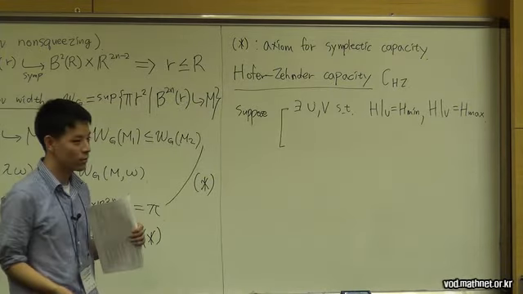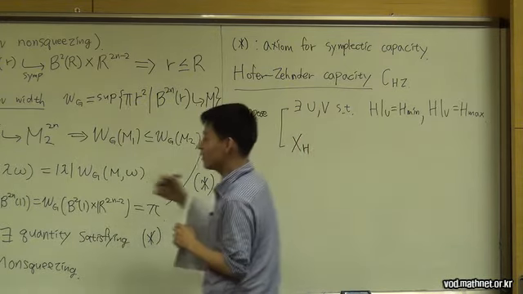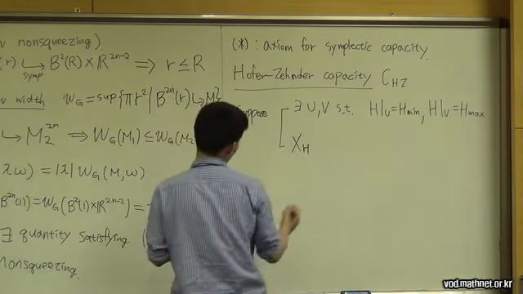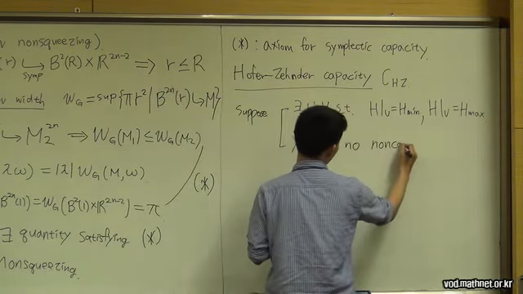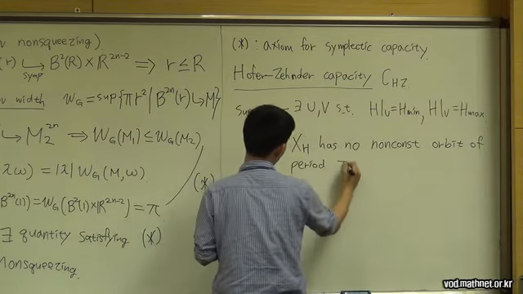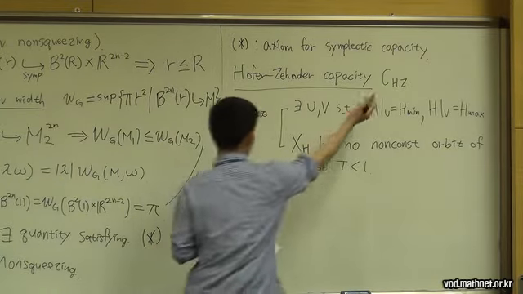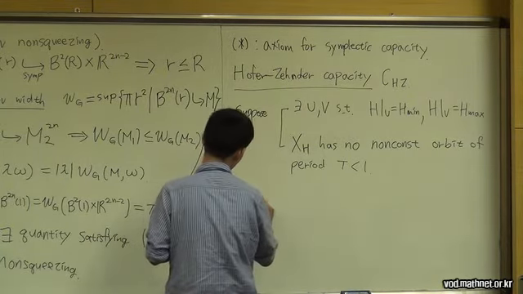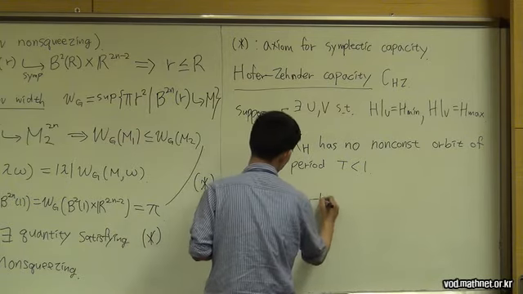The second condition is that the Hamiltonian vector field of the function H has no non-constant orbit of period less than 1. And then this invariant is defined to be the difference of the maximum and the minimum.